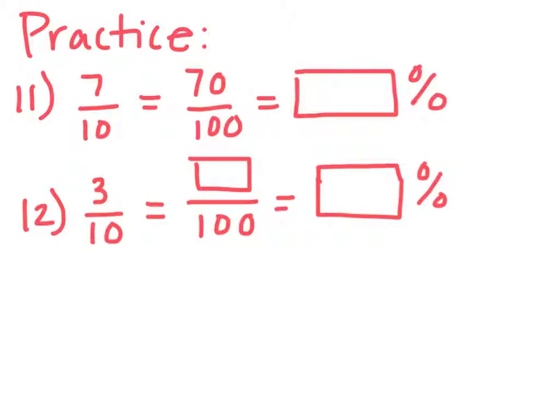For problems 11 and 12, express each fraction as an equivalent fraction and then as a percent. Problem 11 walks you through converting 7/10ths to 70 hundredths, and then you can figure out the percent. Problem 12, follow the same rule that you see in problem 11.